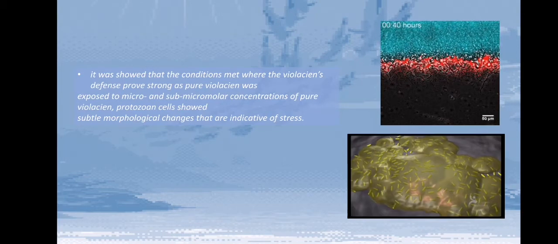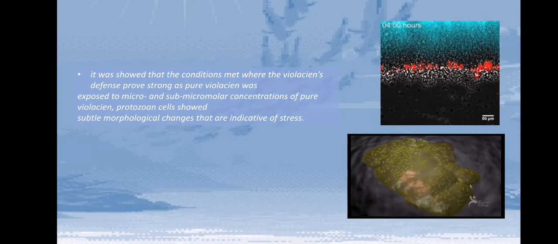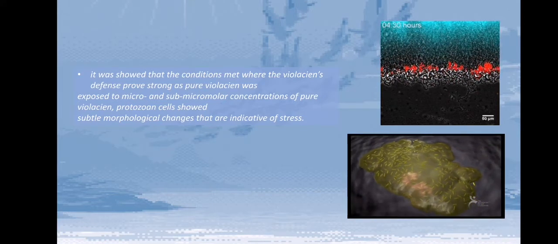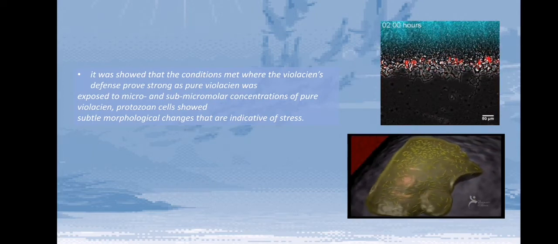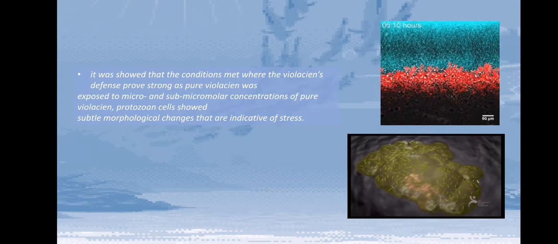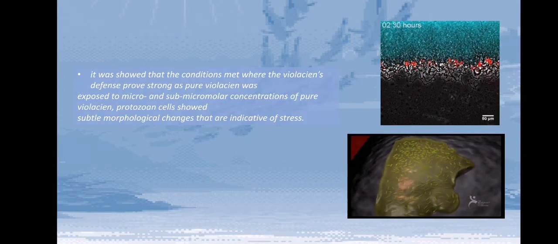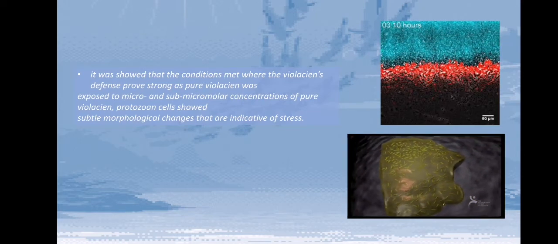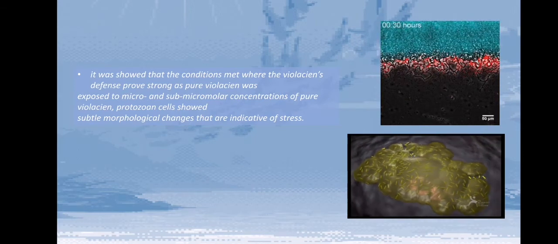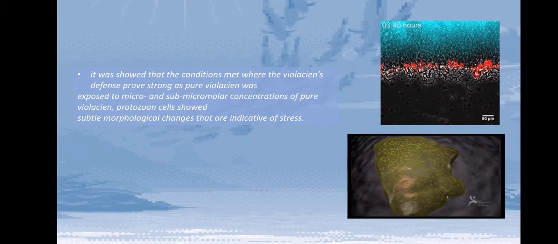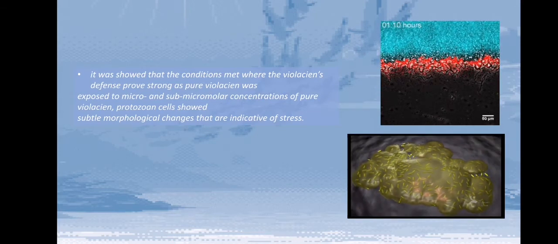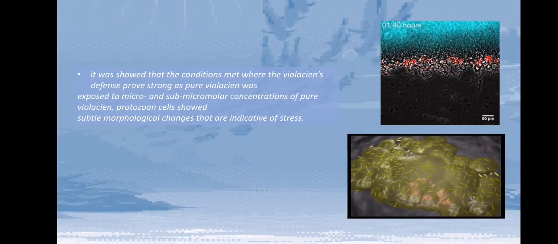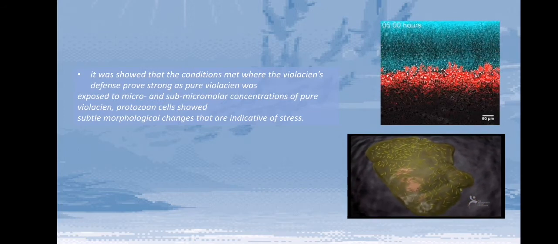To summarize, each cell was met to decipher, to show that the conditions met where the violacein's defense proved strong, as pure violacein was exposed to micro or even submolecular concentrations of other pure protozoan violacein. Protozoan cells showed subtle morphological changes that are indicative of stress. So basically, it is stating that the violacein would prove to be highly effective in defending themselves from eukaryotic cells, indicating stress, or quickly avoiding the biofilms, as eukaryotic cells approach it within a certain distance.